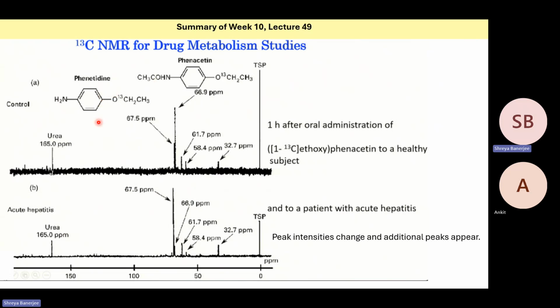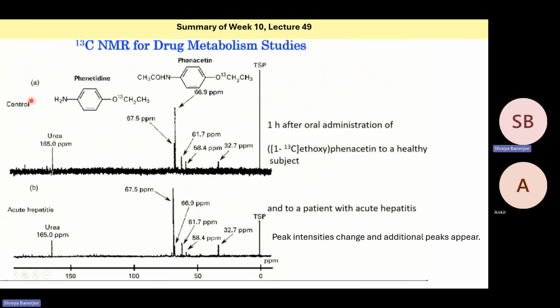Similarly, here there is a drug that you are orally administering, ethoxyphenacetin. That is this molecule you're orally administering. In this case, the 13C is radio labeled, and then it is observed, after going through the body, what are the metabolites formed?